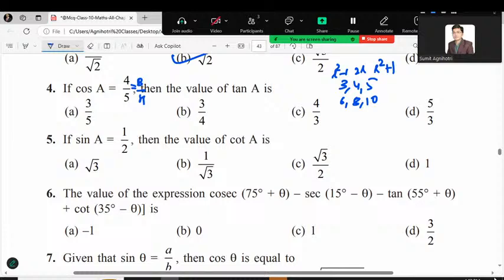Okay, tan A we want. Tan A is P by B. 3, 4, 5 is a triplet, that means P is 3 and B is 4. So 3 by 4. Is it your answer? Tell me, Saket, is it your answer? Oh, yeah, sir. So I also got B.